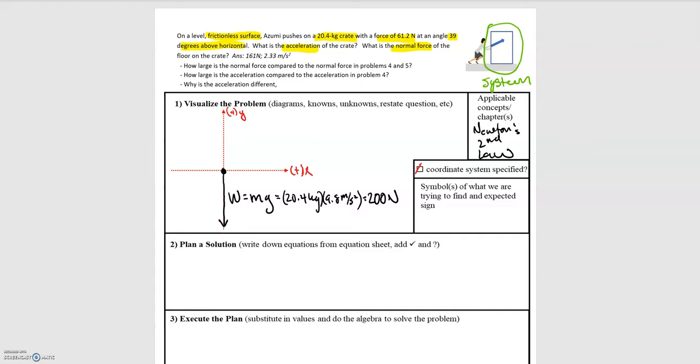So the next force we're going to look at is the applied force from Izumi pushing on the crate. So that's at an angle, and that's pointing towards the right. So we'll angle this force up and to the right. And that's being applied at an angle of 39 degrees above the horizontal. So that's F Izumi. And that's equal to, we're told, 61.2 newtons. And notice how I made the magnitude or the length of the vector smaller than the weight. So the weight's 200 newtons, and this is 60 newtons. So you want to make sure that the relative magnitudes are in line.